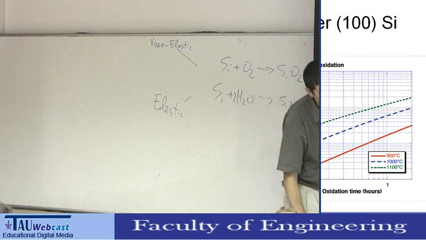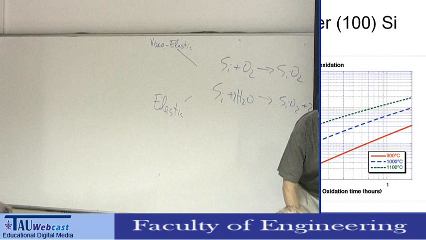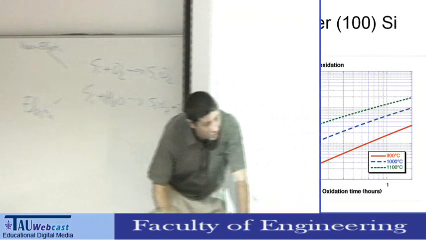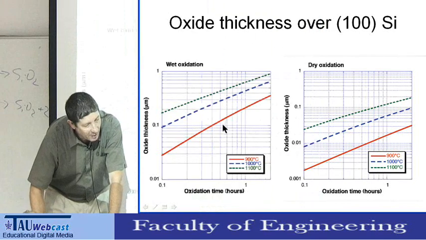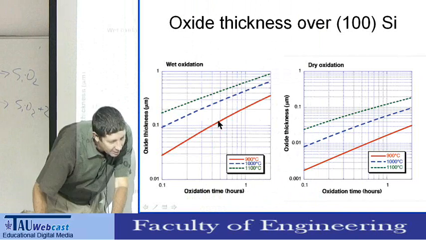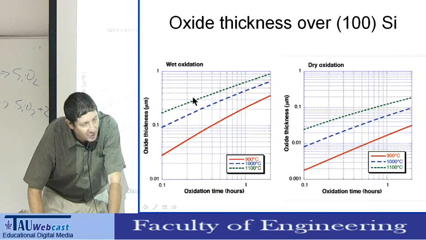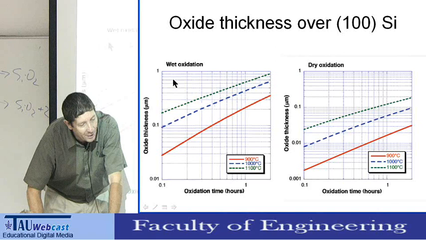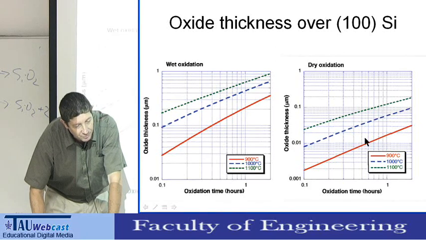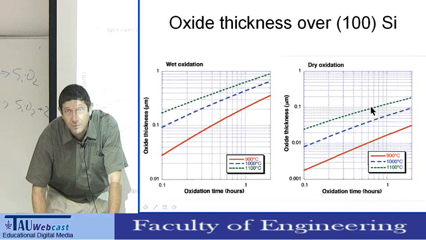And what you can see here is the oxide thickness in a wet oxidation versus time. This is 900, 1000, 1100 degrees. And you can see that you can grow up to about 1 micron after 1 hour. Dry oxidation is much, much slower.